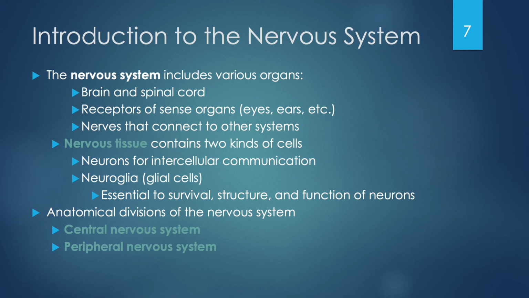So overall, when we discuss the nervous system, we're going to include various organs in this discussion. Primarily, we're thinking about the brain and spinal cord, the receptors of sense organs, such as the eyes and ears, etc., and the nerves that are going to connect to other systems. But we're going to break all of this down into sub-constituent parts coming up during this lecture.